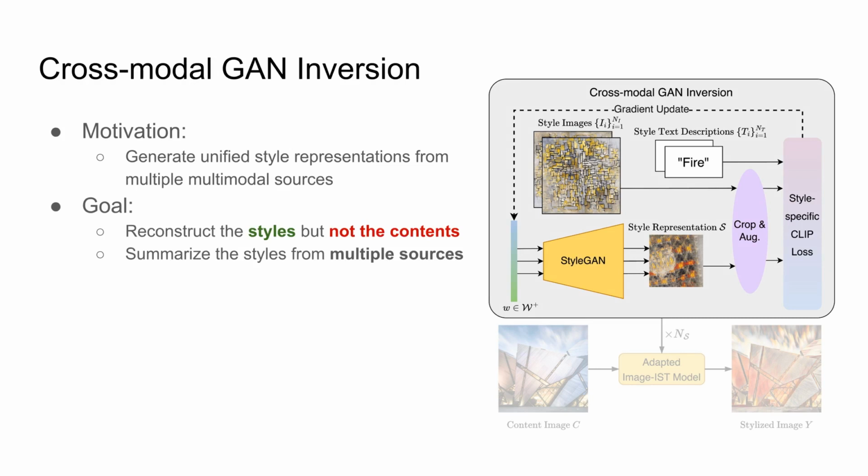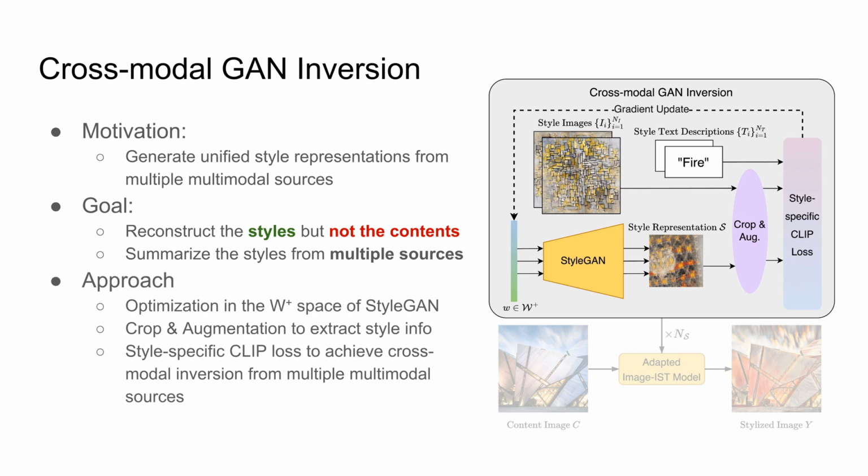Cross-modal GAN inversion, as its name suggests, is a method of GAN inversion. However, unlike traditional GAN inversion methods, this technique aims to reconstruct the styles instead of the contents. Moreover, it stands out for its ability to summarize the styles from multiple sources. It focuses on optimizing the latent vector in the W+ space of StyleGAN. To ensure that only the style information is considered in this optimization, we employ techniques like patch cropping and patch augmentation. Furthermore, we've introduced the style-specific CLIP loss, a key element in achieving cross-modal inversion.